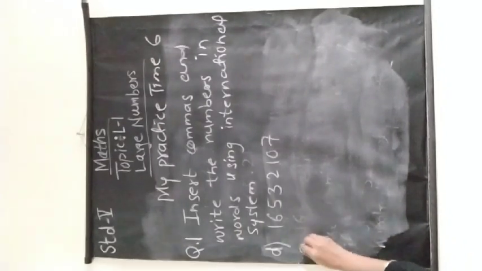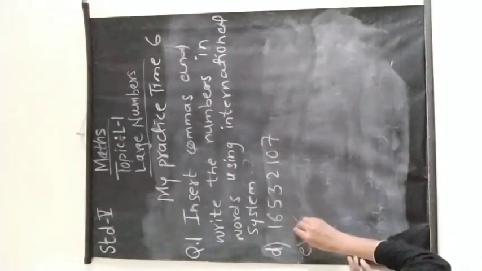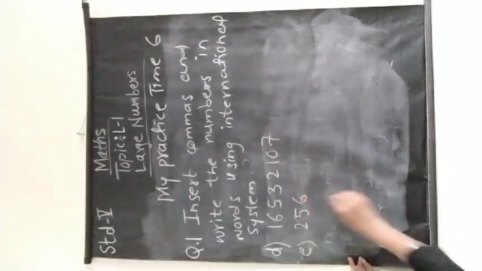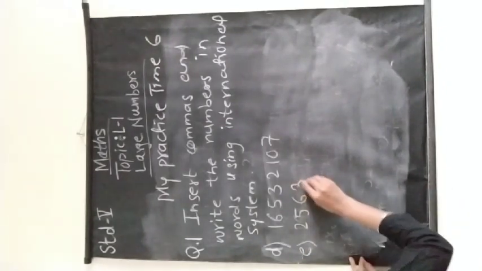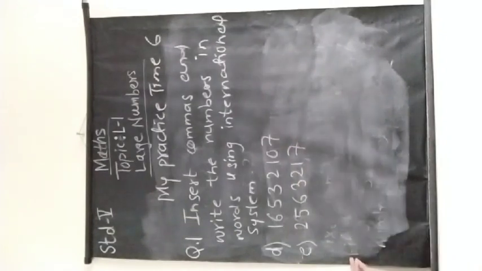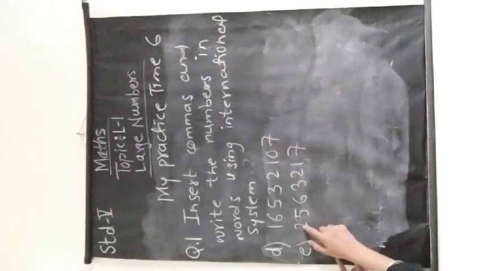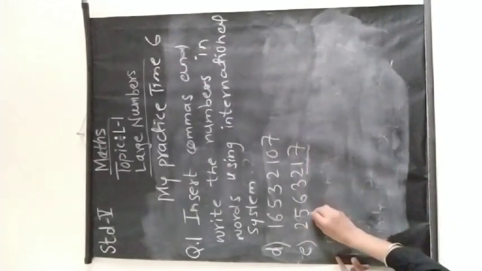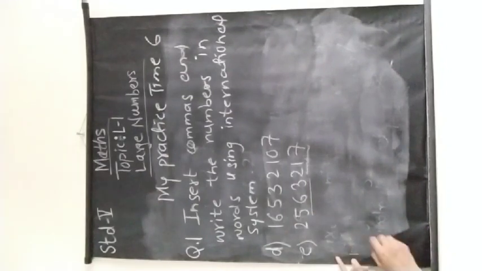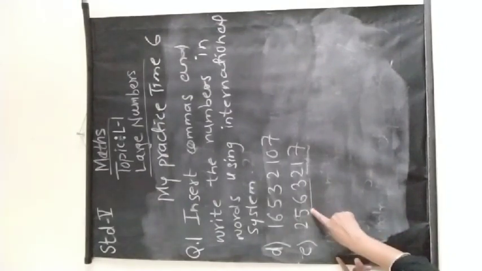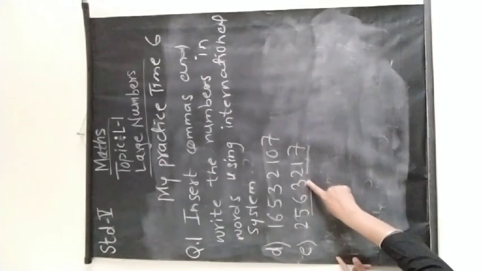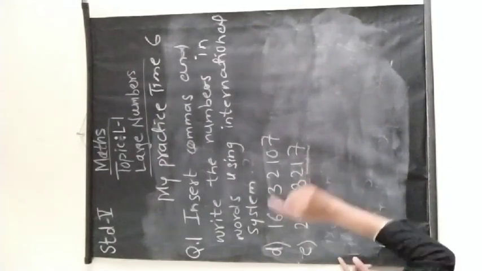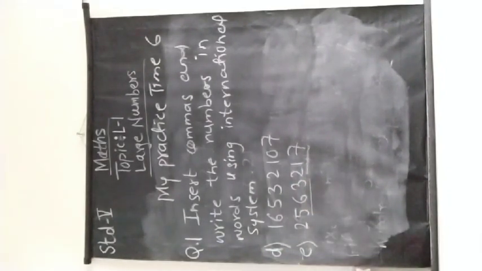Now let's take one more example. 2 5 6, then 3 2 1 7. Okay, now make 3 3 pairs. How many numbers are there first? 1 2 3 4 5 6 7. So this 3 will be in 1, this 3 will be in 1, and this is only 2. So 2,563,217. Okay, students, understand how to read and how to write?